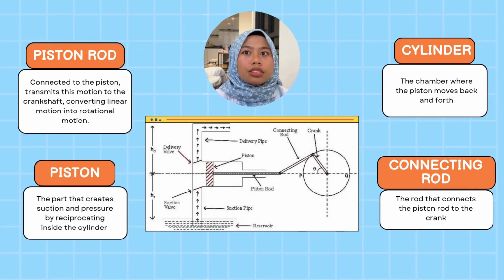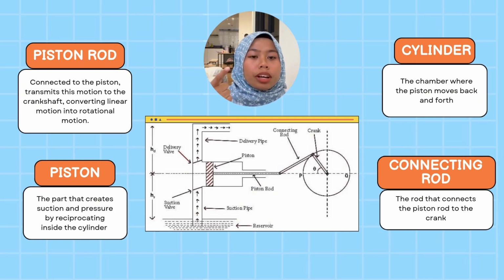Okay, so let's continue with the components of reciprocating piston pump. Reciprocating piston pump consists of 8 important components, which are piston rod, piston, connecting rod, cylinder, delivery valves, delivery pipe, suction valve, and suction pipe. So the first one is the piston rod.